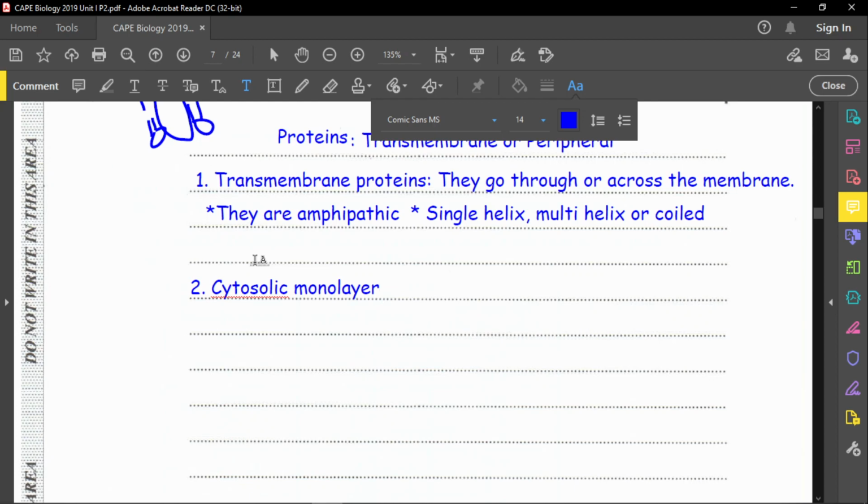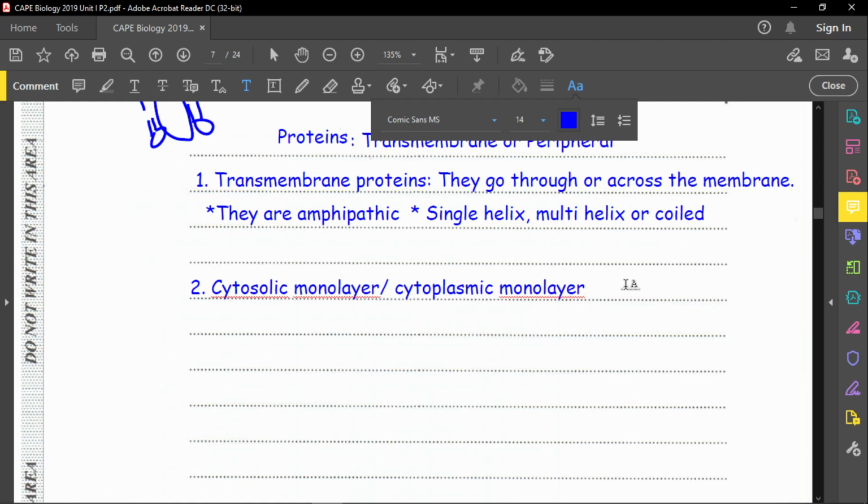Or we may call it cytoplasmic monolayer, just to give it a name. And again, this is a peripheral protein. The one I did first, number 1, is what they call the transmembrane protein. So we're talking about peripheral proteins now. One may be cytosolic monolayer or cytoplasmic monolayer, and this one is inside of the cytoplasm. So these are found on the inner layer in the cytoplasm.